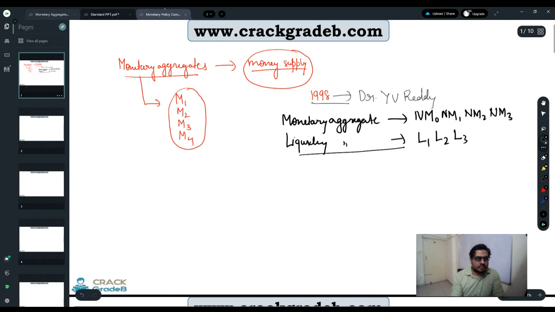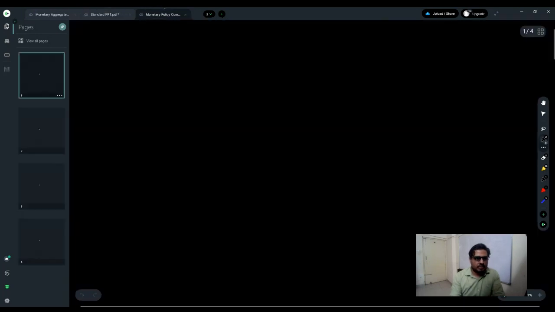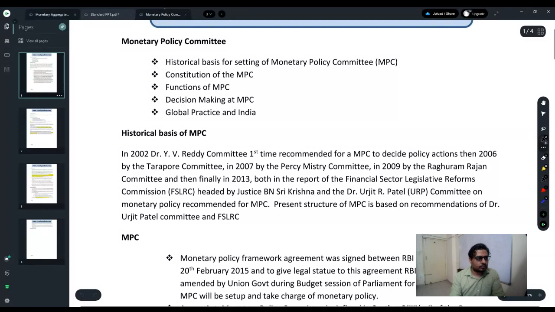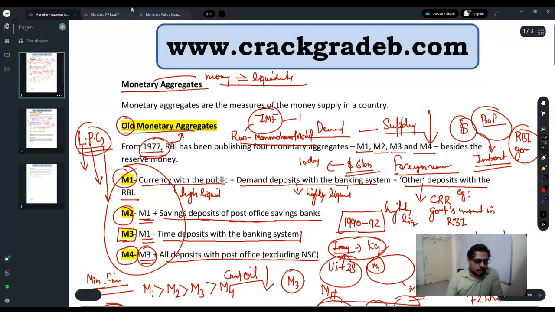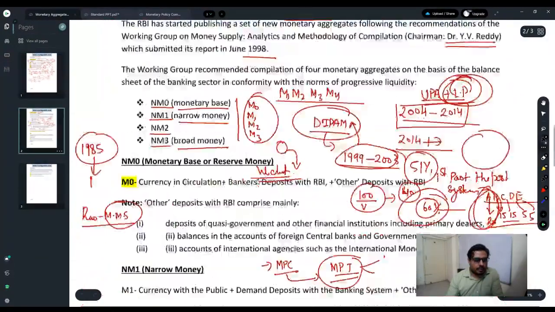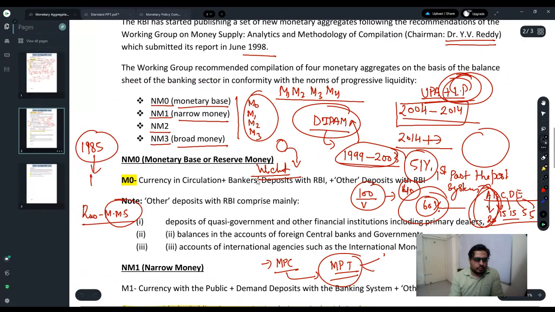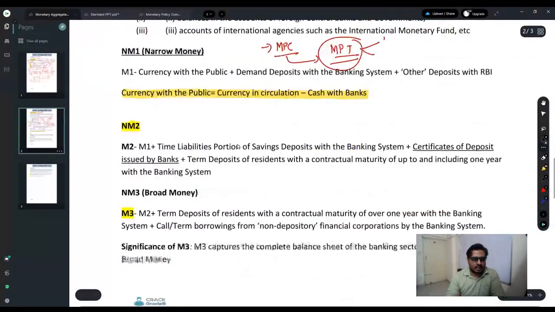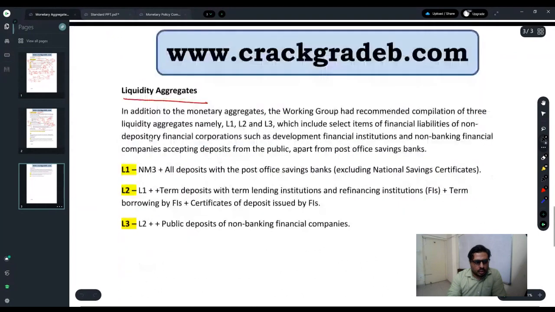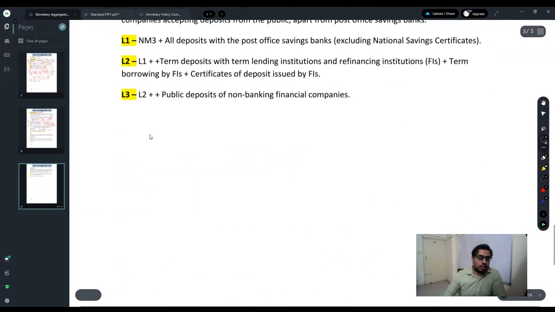I explained all these things in the last class, just giving you the brief. M0 is known as the monetary base, M1 is known as narrow money, M3 is known as broad money, right? So in this way, we have discussed all these things in the last class, and I also told you about liquidity aggregates, and what actually it is.